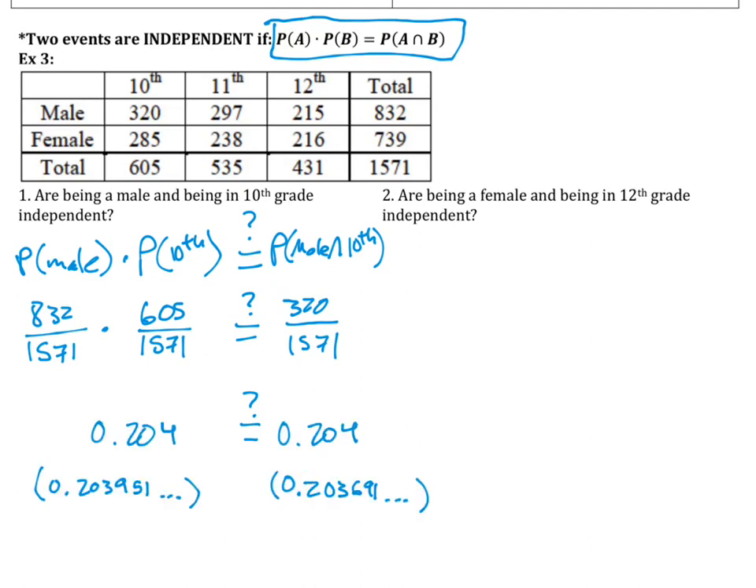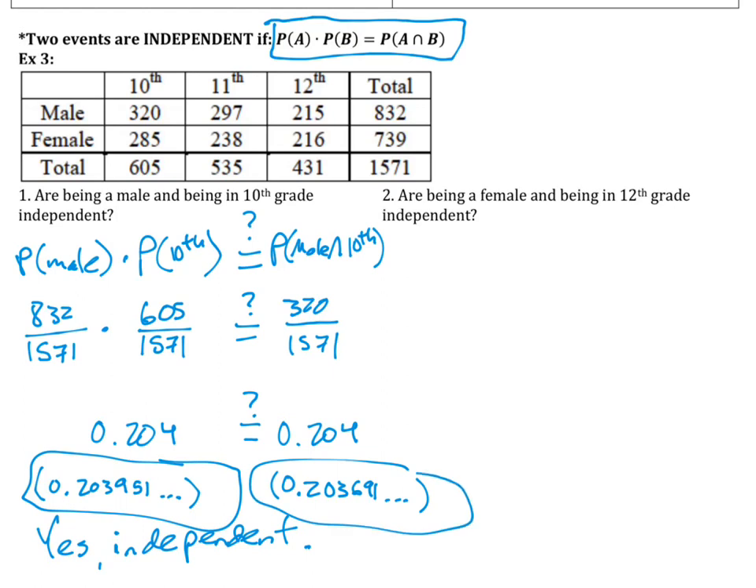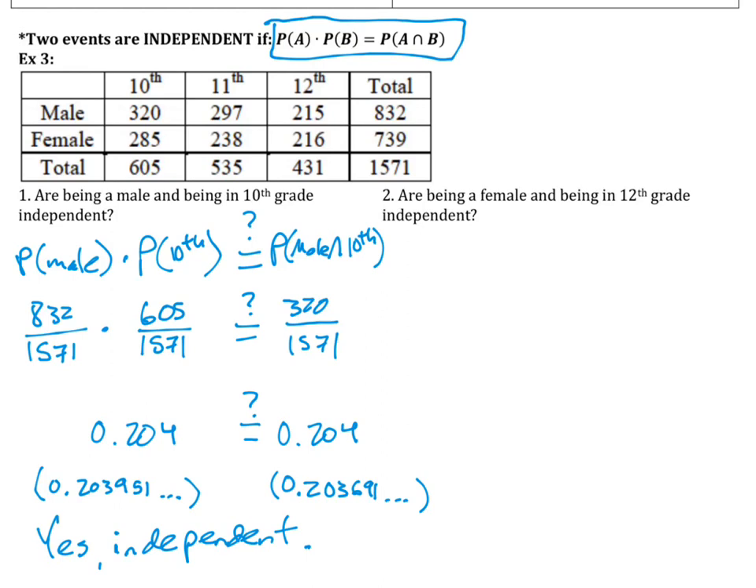All right, so you should have gotten, if you round it to your third decimal place, 0.204 for both sides. And since those are equal to each other, that would be yes, they are independent. Let's write that down. Independent. I think I can spell. But there's one small thing I wanted to mention about this. If you look at your non-rounded decimals, they're not exactly the same. You got 0.2039, 0.2036.